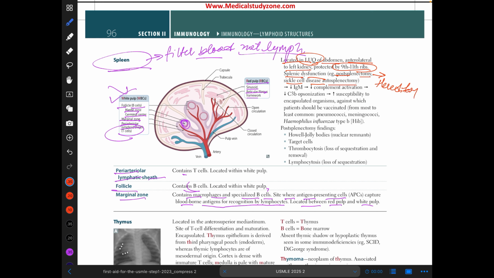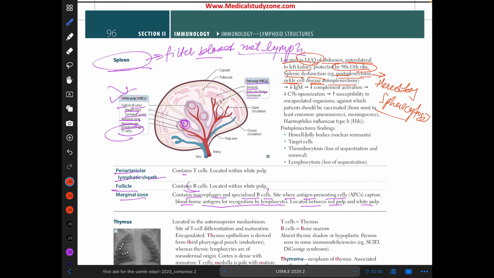Hereditary spherocytosis. What is happening in that? There is abnormal shape of the RBC. The spleen is doing the removal and destruction of the abnormal cells. So what is happening? There will be anemia in that patient. What we will do is splenectomy, remove the spleen, so there will be a decreased risk of anemia. And after that, there will be some signs and symptoms.